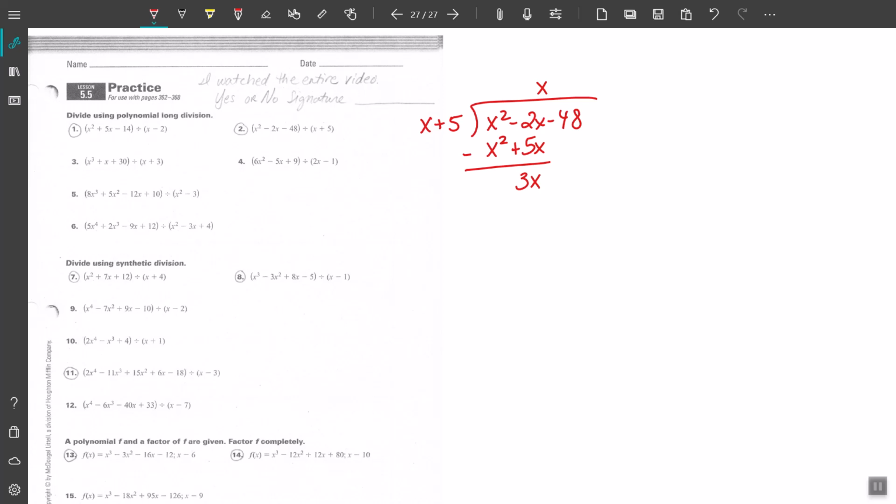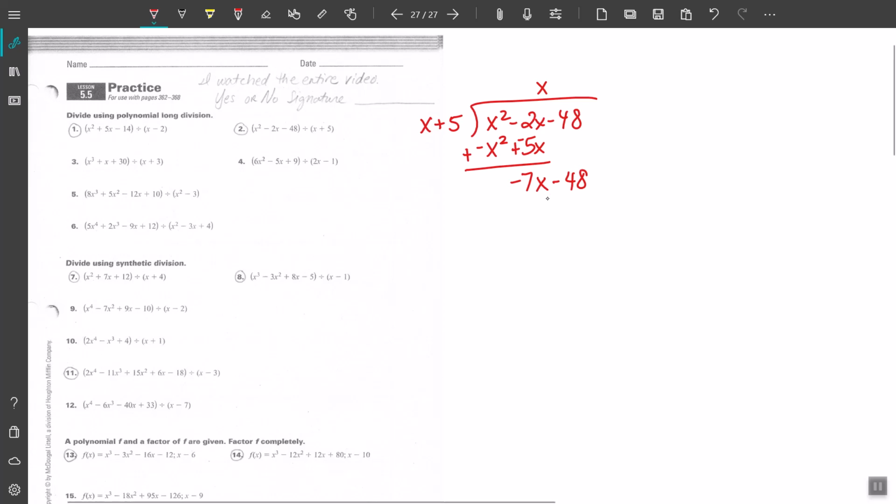Actually, I will not get 3x. Let me change that. I need to change those signs. So because I'm subtracting, this is going to be plus a minus, and then plus a minus over here again. So I'm going to end up with negative 7x here, minus 48.